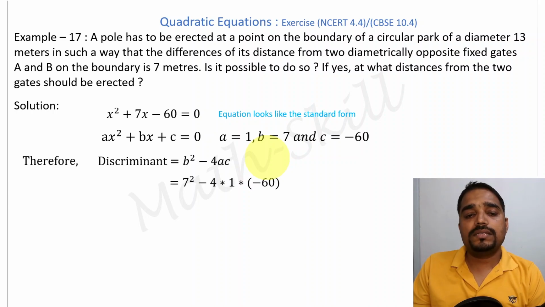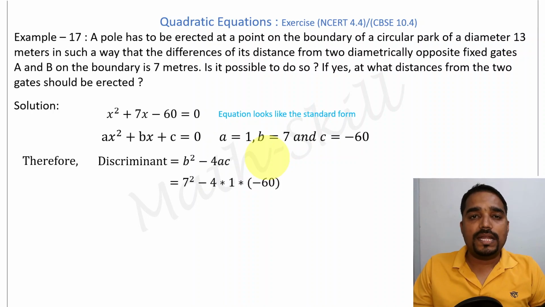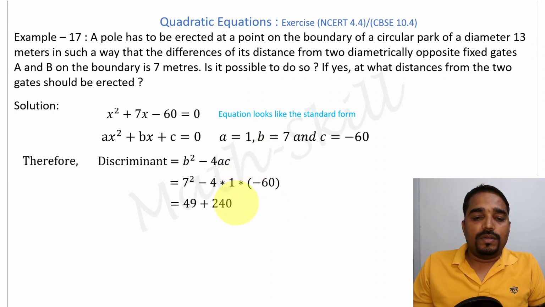So b square is 7 square minus 4 into 1 into minus 60. So 7 square is 49. Minus into minus is plus. 4 sixes are 24 followed by 0, that is 240. So 240 plus 49 is 289 with a plus sign.